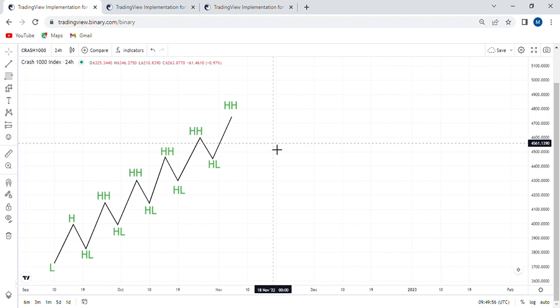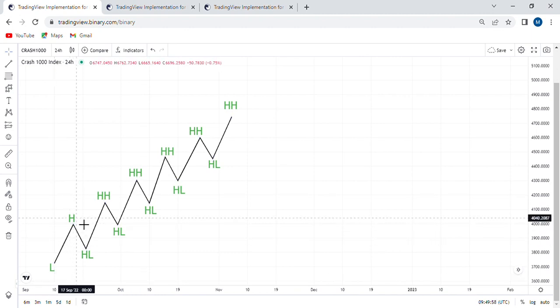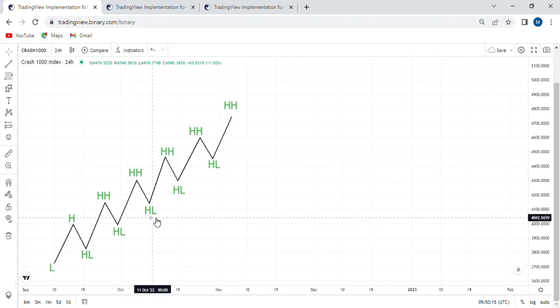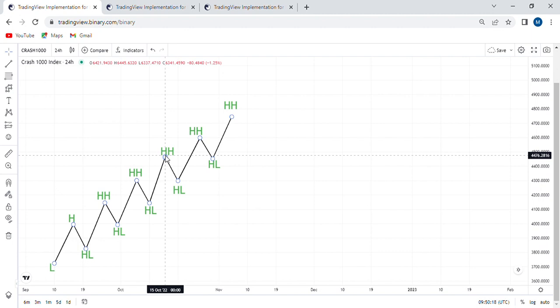Notice how we move from a low to a high, then from a high we pull back. We have a higher low here, another higher high, a higher low, a higher high. This is a clear uptrend. Whenever you see the market doing something like this, you shouldn't get confused, because this is a clear market structure. This is an uptrend structure, and this is how an uptrend makes its structure.